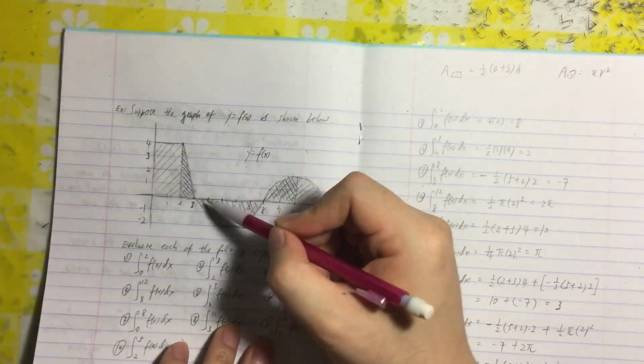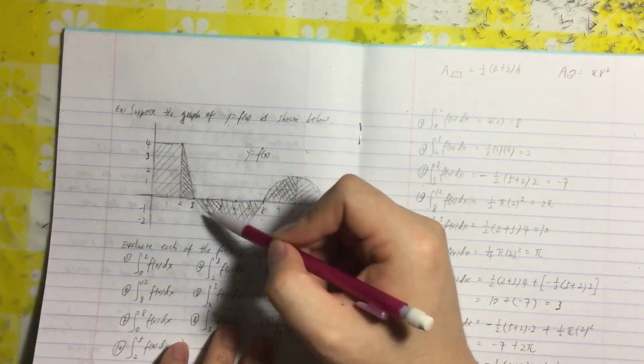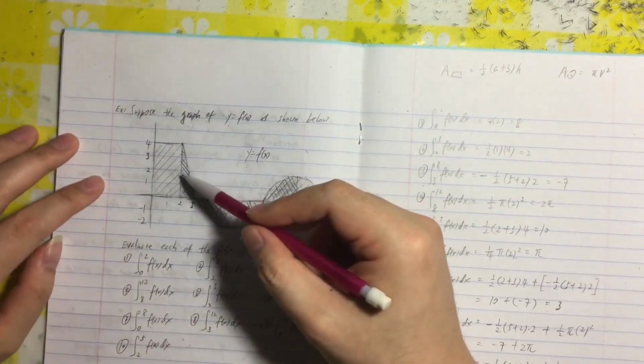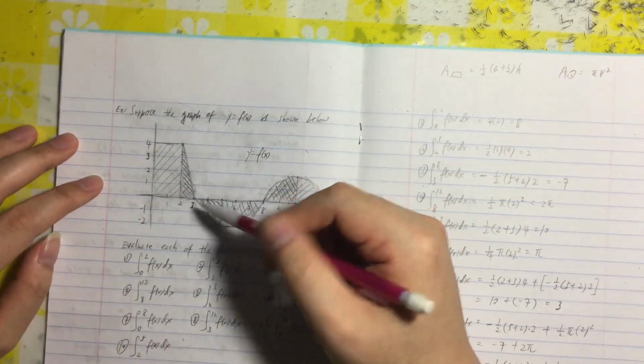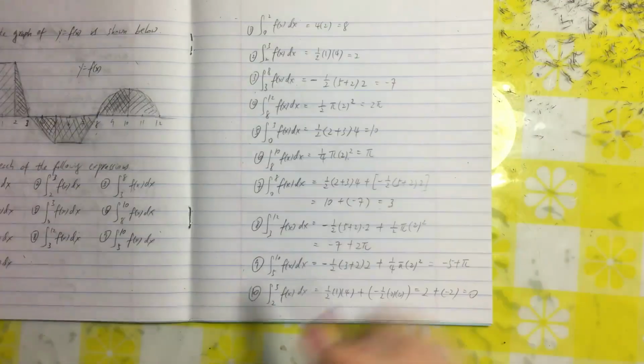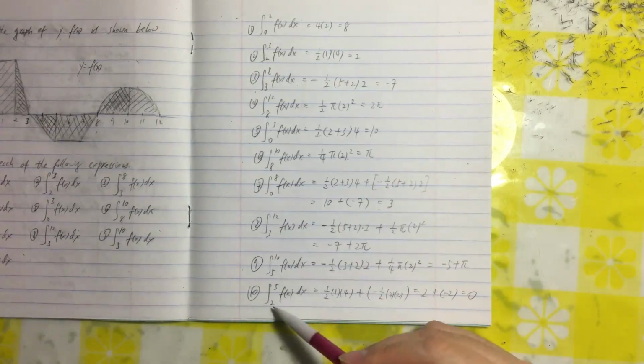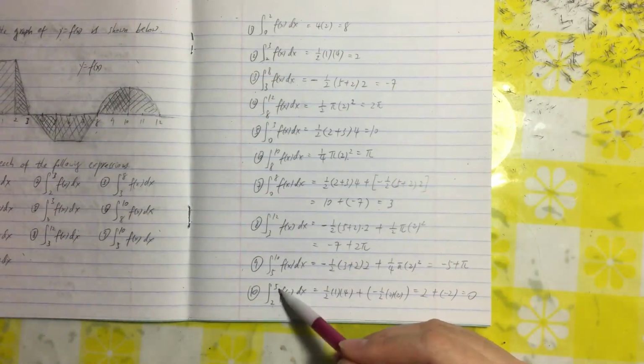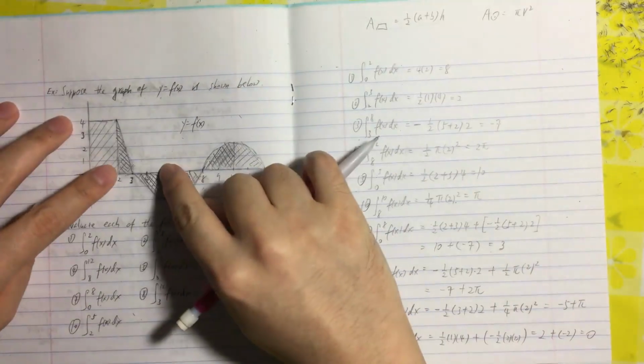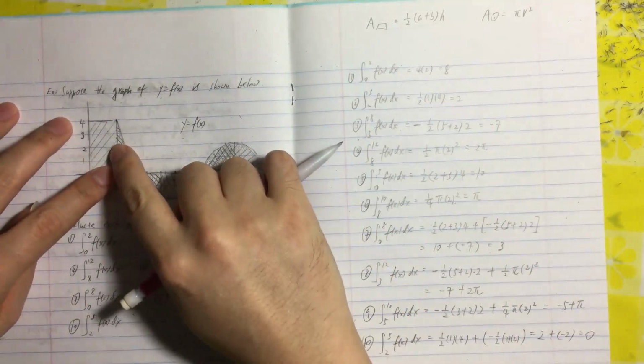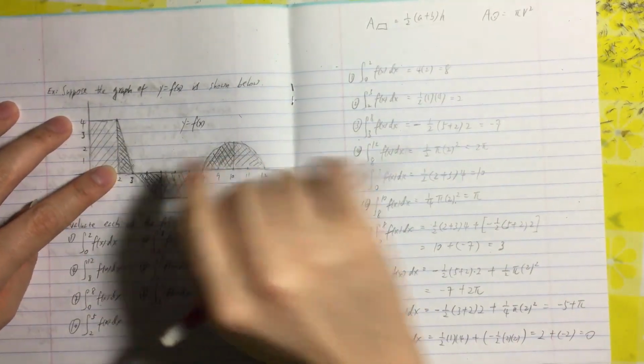The area is 0, which means the positive area and the negative area completely cancel. That's why the area under the curve is 0. So the area under the curve from 2 to 5 is 0, because the positive area completely cancels the negative area here.